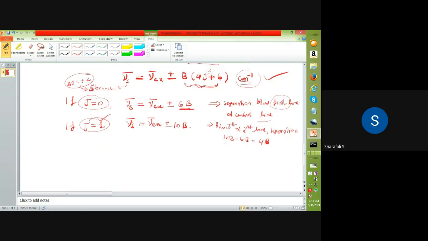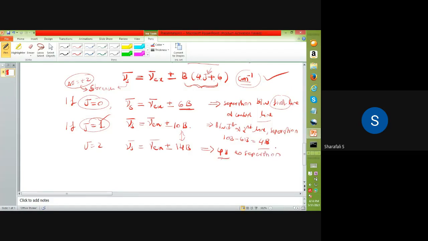If you want the third one, nu S bar plus or minus, with J equal to 2, this will become 2 into 4, which is 8, and 8 plus 6 is 14B. If you subtract these two, because these are adjacent lines, J equal to 2 and J equal to 1, this will again give you 4B as separation, 14 minus 10. So this is again 4B.